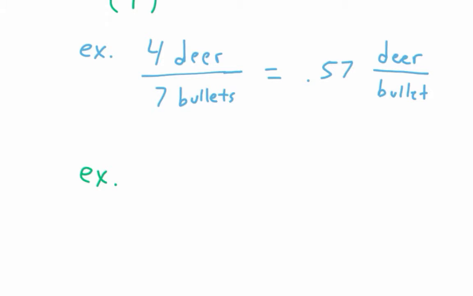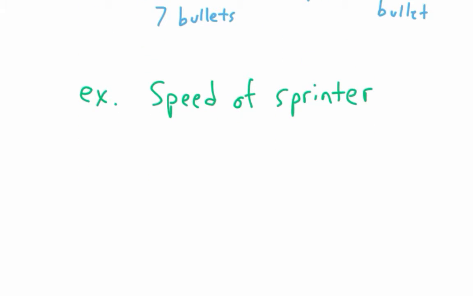So a second example, if you're looking at the speed of a sprinter, we have our first track meet coming up in a week or 2. If you're looking at how fast is somebody running, what units would you probably use?